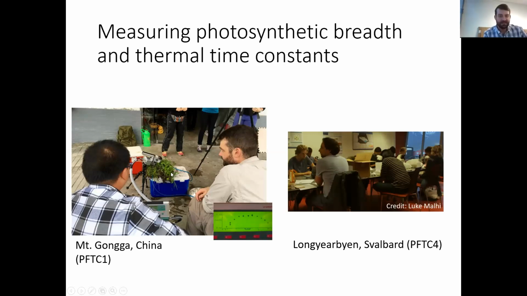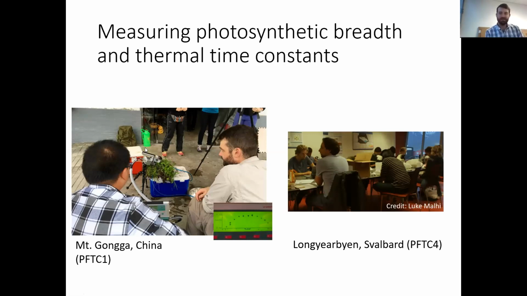We can then take each leaf and send it inside to the lab, where we measure all of the leaf functional traits that we need to calculate our thermal time constant. This is a photo from Luke Molly that he took in Svalbard a couple of summers ago on PFTC5.